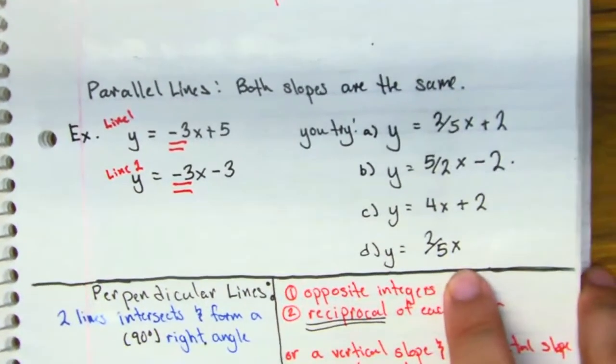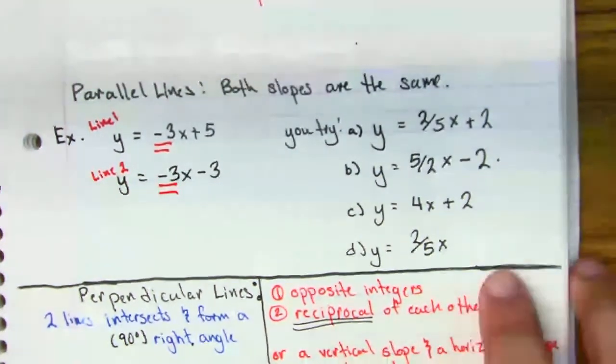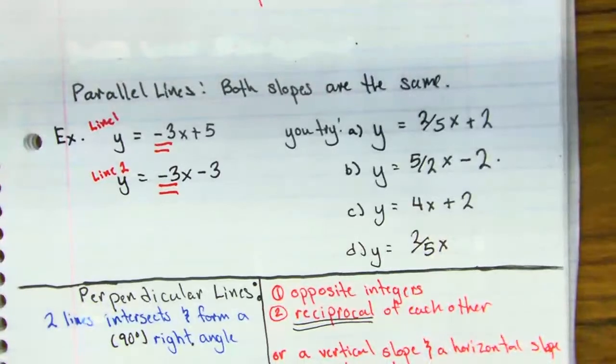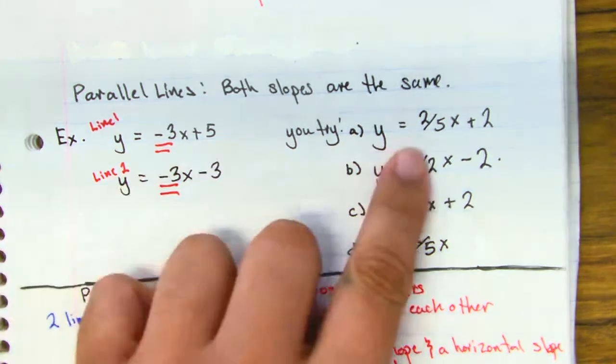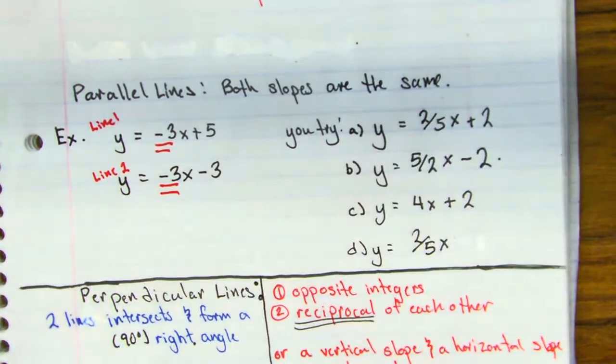Let's just try it out, right? So now there's 4 slopes on the right. I want you to try it. Which slopes are parallel? The answer for this one is A and B. That is the correct answer. Why? Because once again, you're just looking at the slopes.